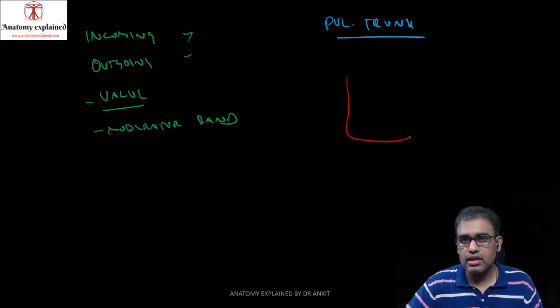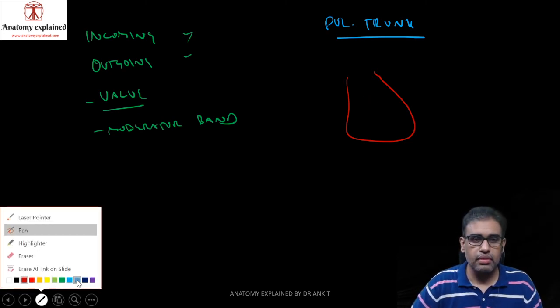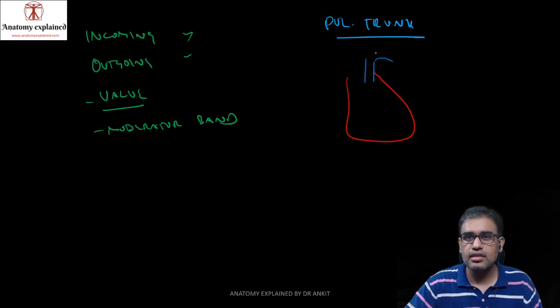So if you look back again over here, the pulmonary trunk, if you remember, it is going like this. Then it divides into the two pulmonary arteries, which are actually behind the aorta and behind the SVC. Now about this pulmonary trunk over here, when does it start and when does it divide? So the starting point and the end point of the pulmonary trunk.